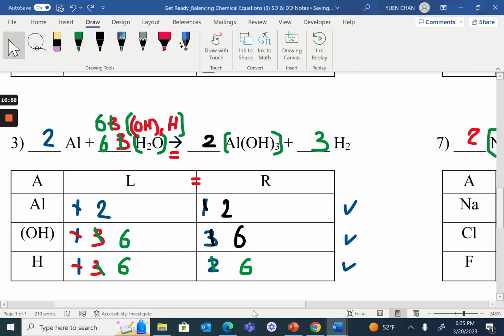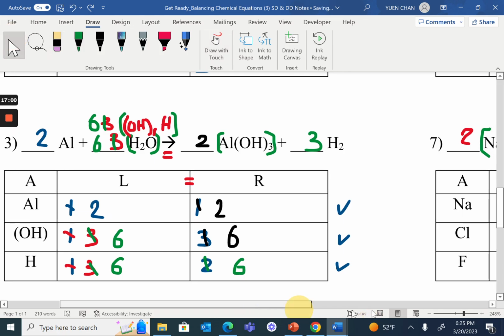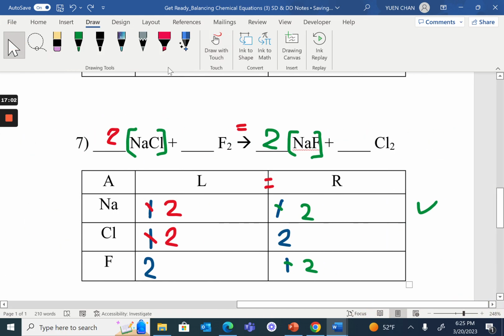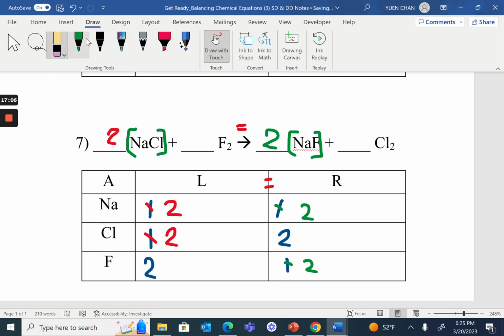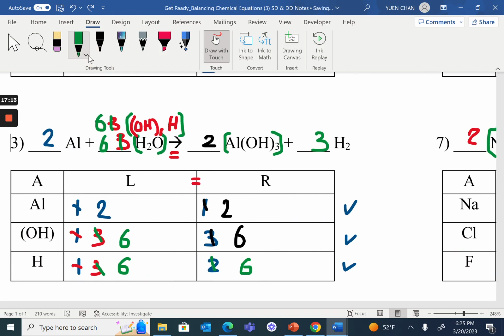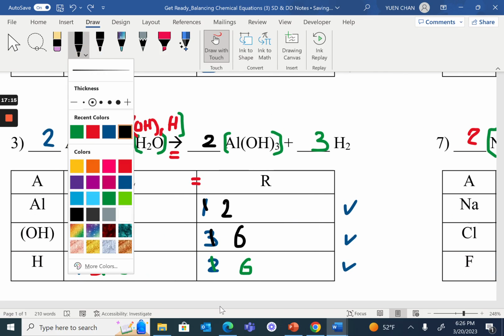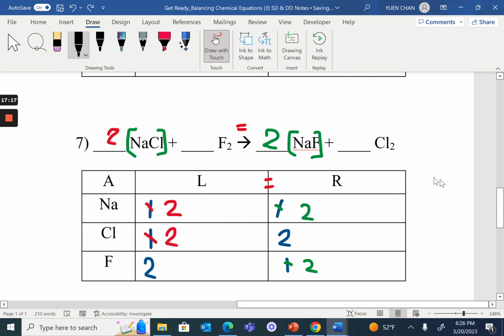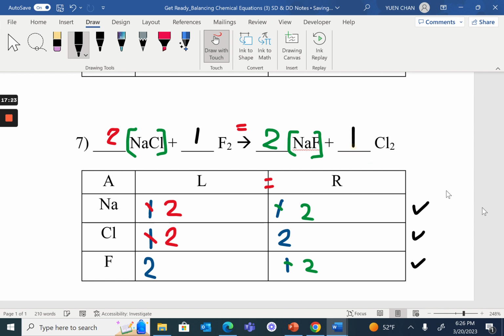If you want, I can go back and use a different color so you can see. I'm going to use a black pen so you can see a little better, to check. So you can see that I check, right? I check everything's balanced, but now I have some blank things, so I'm going to put the 1 there. And 2, 1, 2, 1 is the most simplified. No reducing.